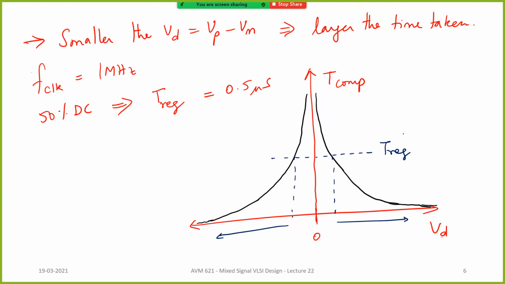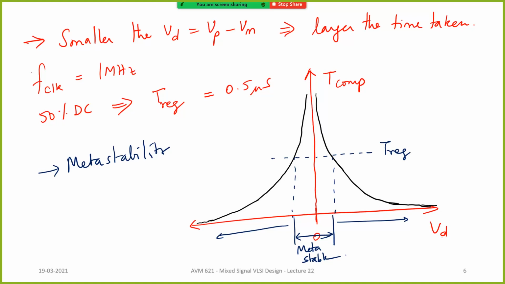So there is what is called as metastability. So this is your metastable region. So what is the metastable region? There is no proper decision taken.